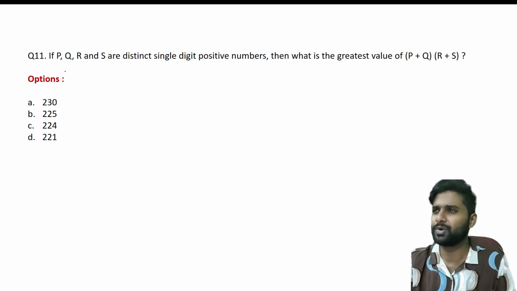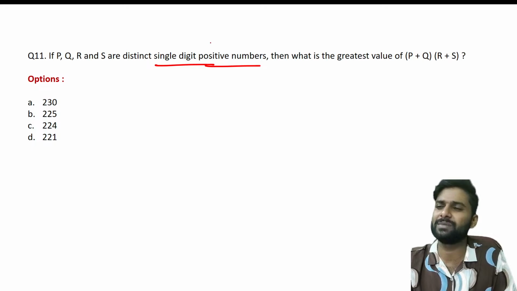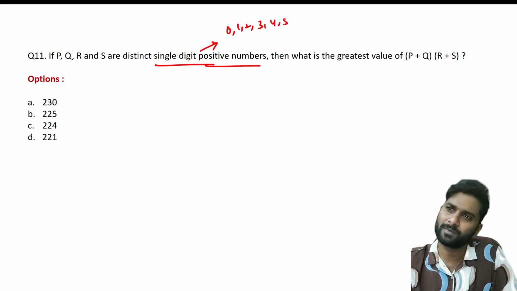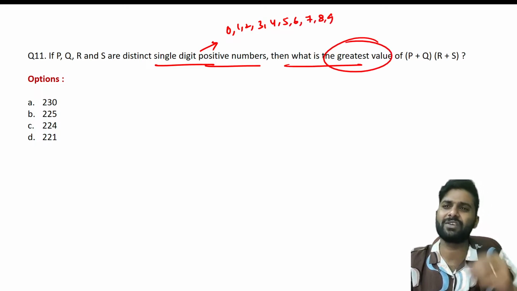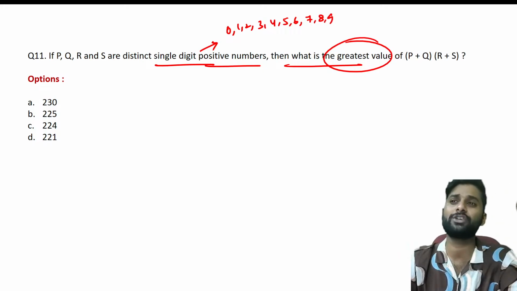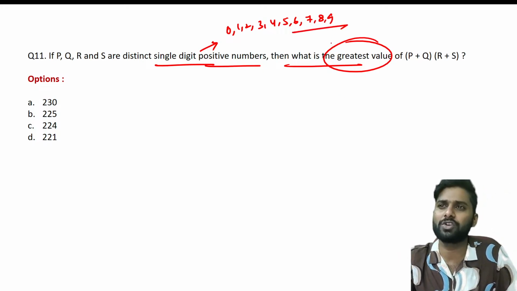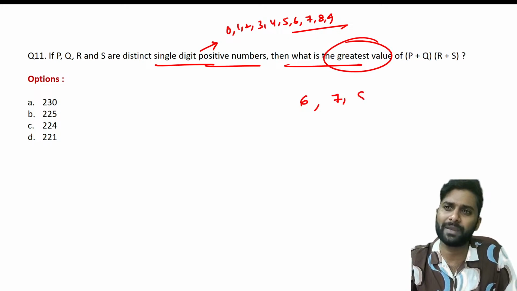Yes, this is one of the important questions. See, if P, Q, R, S are distinct single digit positive numbers. So guys, single digit positive numbers means 0, 1, 2, 3. Now the question: what is the greatest value? Guys, if you want the greatest value, we have to pick the top greatest values. See what are the greatest values here? So you have to pick these numbers.